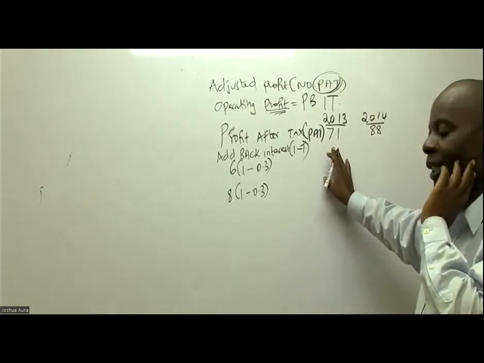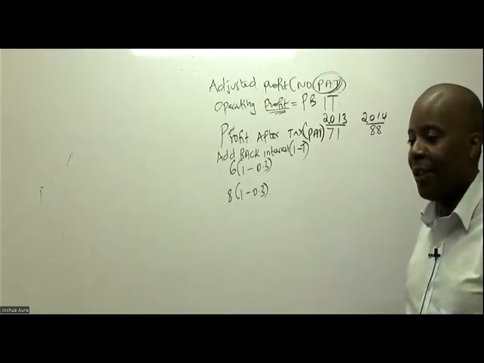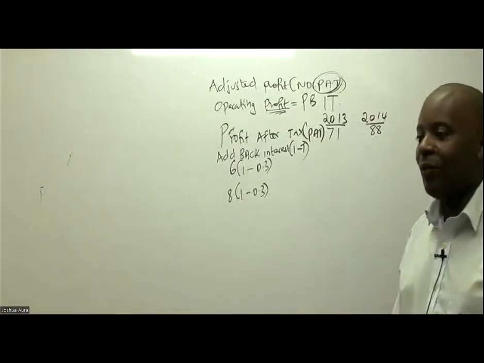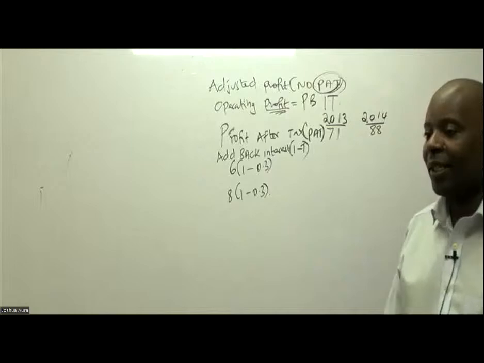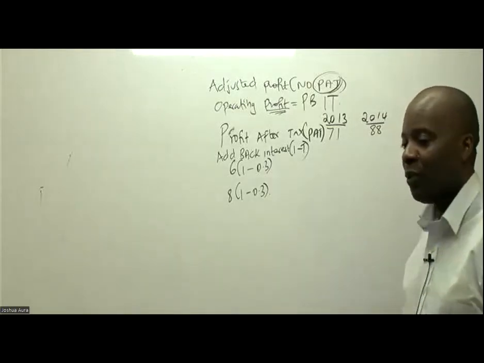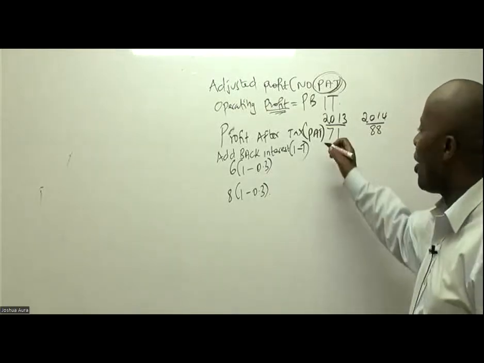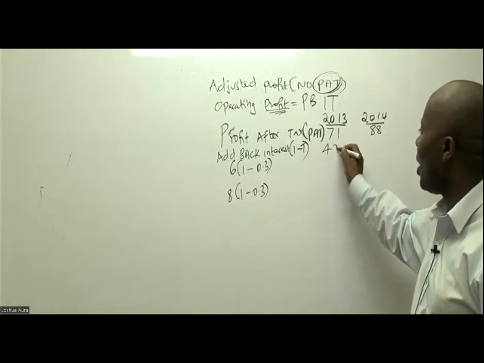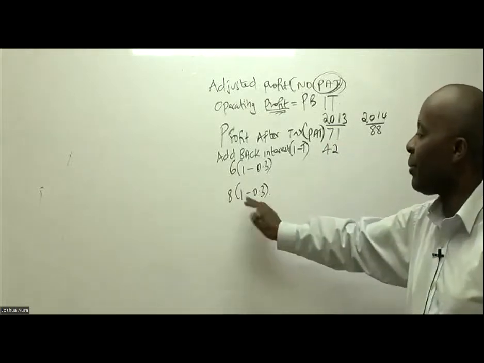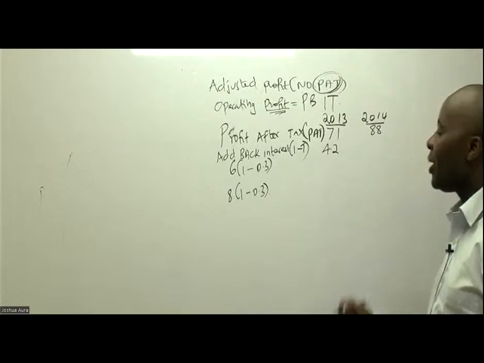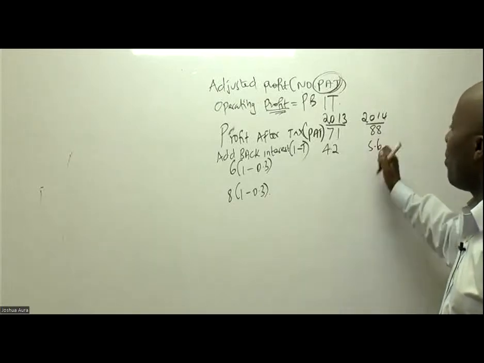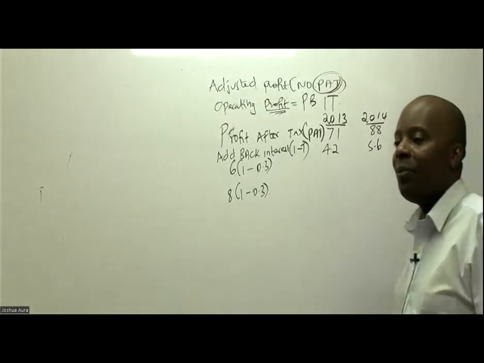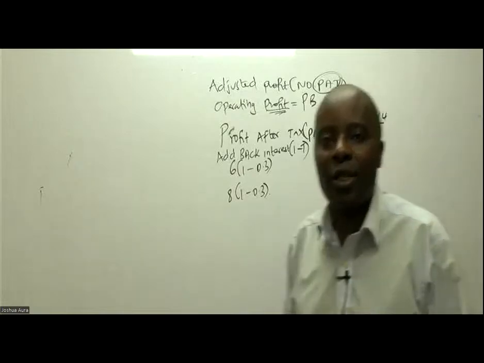So 2013, what do we have? Somebody talk to me. 4.2. So this is 4.2. And then 2014 is 8 times 0.7, 5.6 like that. Thank you so much. We have been able to add back interest net of taxation.